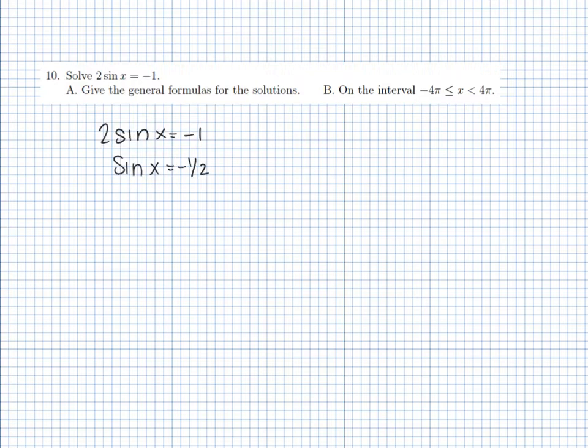So let's go back to our unit circle. Looking at our unit circle, there's a couple of things that we should probably think about. One, sine is negative in this quadrant, and it is actually negative in this quadrant. So wherever we end up, we know that we're going to be in these two quadrants. So let's think about what we know.